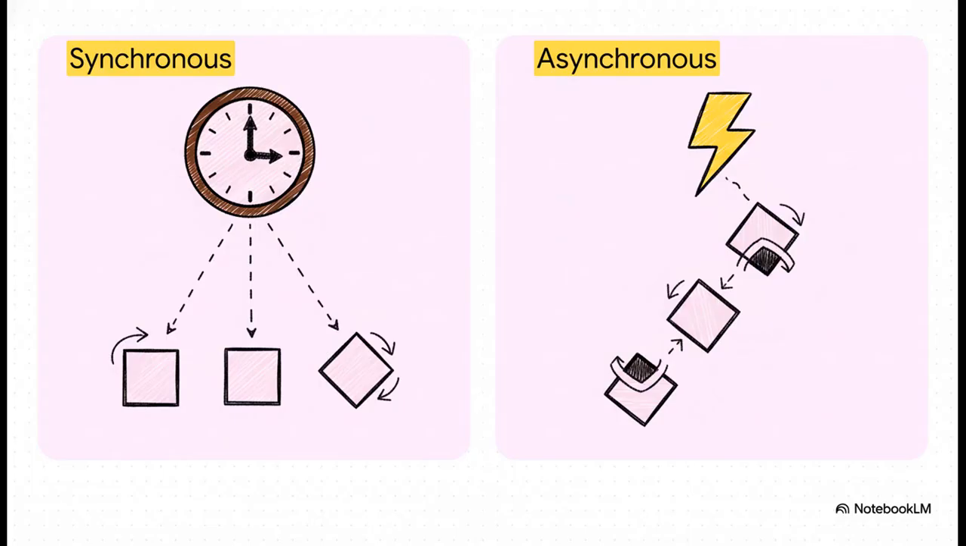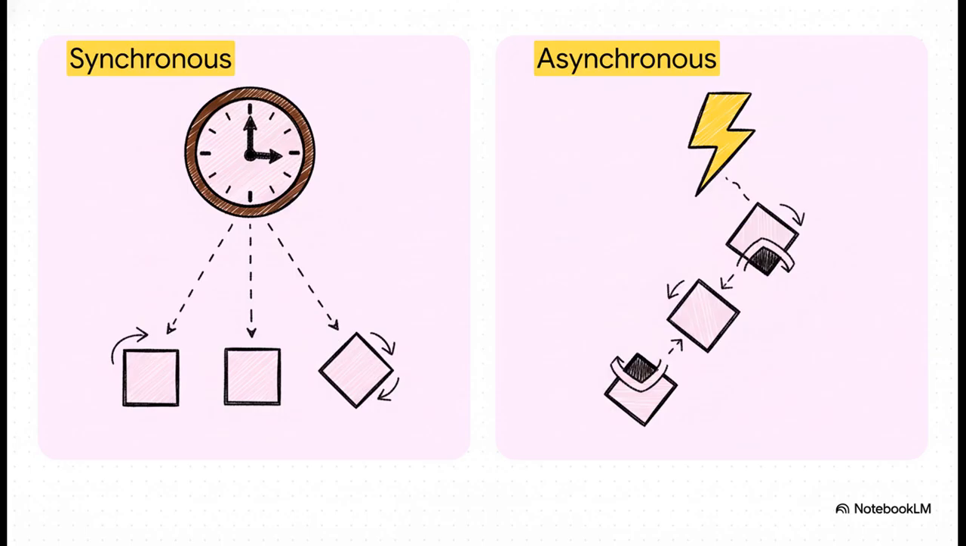Now, when it comes to managing time, these circuits have two main flavors. Asynchronous circuits are kind of the wild ones. They react instantly the second an input changes. They are blazing fast, but designing them is an absolute nightmare because you have to predict every possible timing conflict.